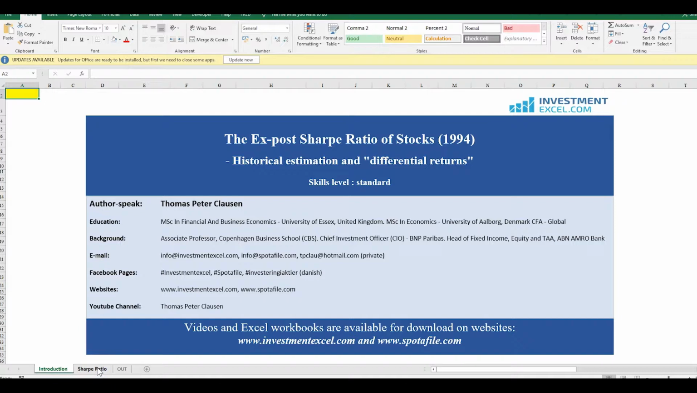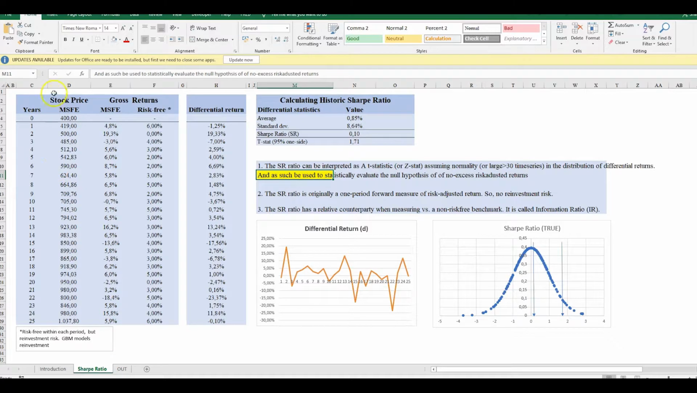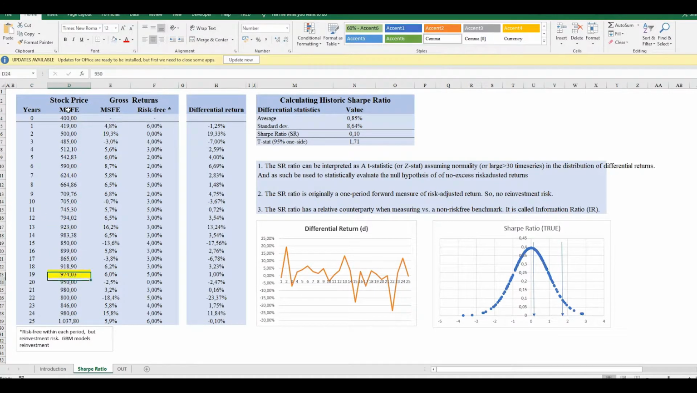Let's look at a US company, a famous one, Microsoft. And let's assume that we have observed 25 years of prices, and this price includes dividends, so it's a gross price, so every dividend is reinvested in this price level.